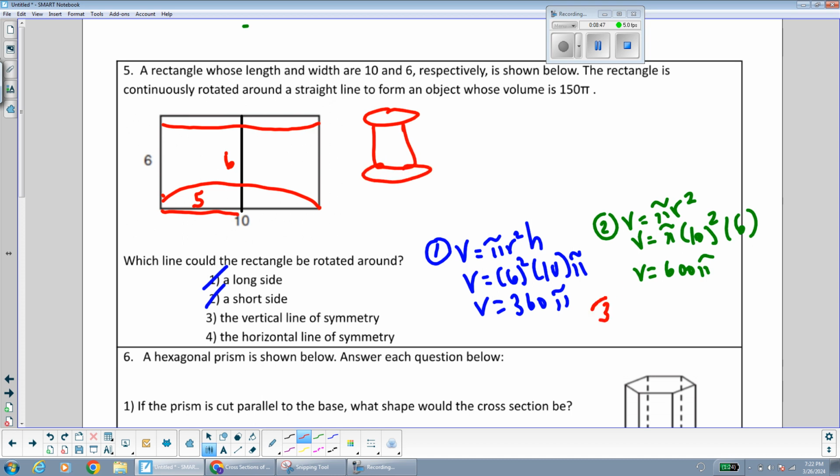So for this one, our radius is 5, and our height is 6. Oops, I wrote 65, 6. So we have 25 times 6, and 25 times 6 is 150. So that is the choice we're looking for, 150 pi. If you try the horizontal line of symmetry, which is this way, you wouldn't get 150 pi, but you can try that one out yourself.